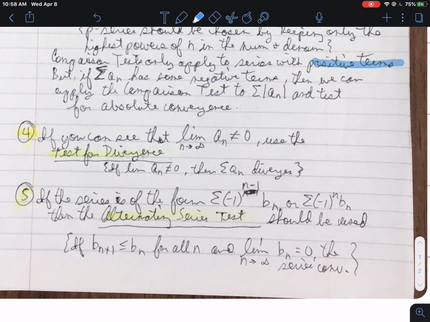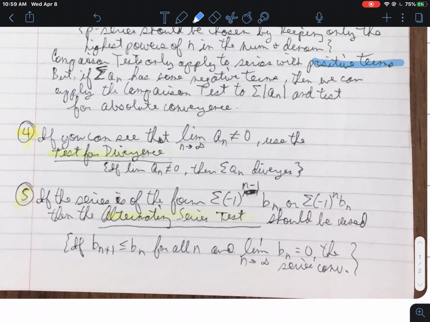Number 5, alternating series test. Alternating series test is pretty easy to recognize when to use: when you have that negative 1 to a power times some expression. Now you see that a lot of times too with ratio tests or using it for absolute convergence, but alternating series test will apply if two things happen.